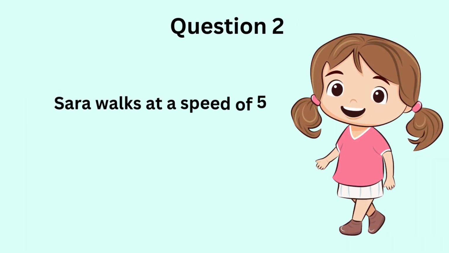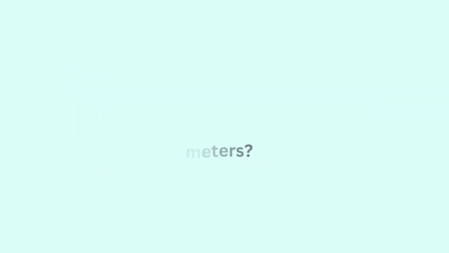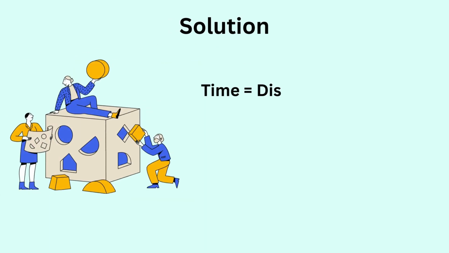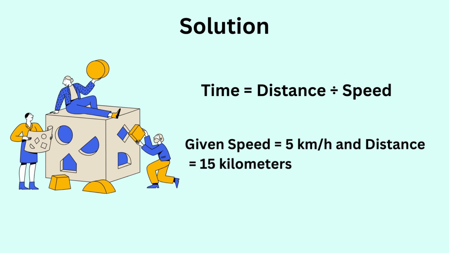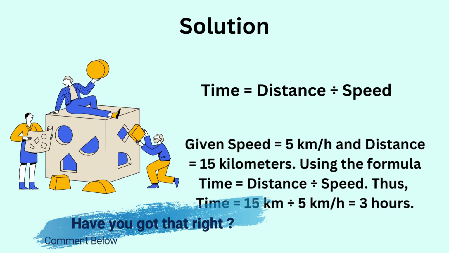Question 2. Sarah walks at a speed of 5 kilometers per hour. How long will she take to walk 15 kilometers? Solution. Given speed is 5 kilometers per hour and distance is 15 kilometers. Using the formula, time is equal to distance divided by speed. Thus, time is equal to 15 kilometers divided by 5 kilometers per hour. Any guess? Pause the video, calculate, and comment below. Yes, the answer is 3 hours.